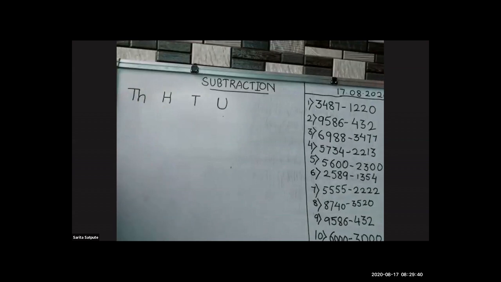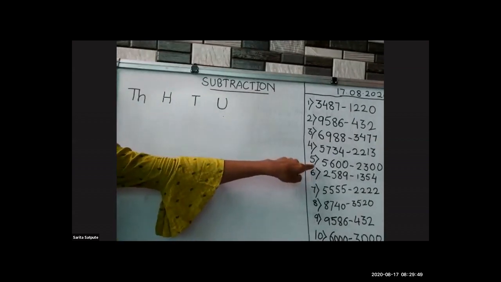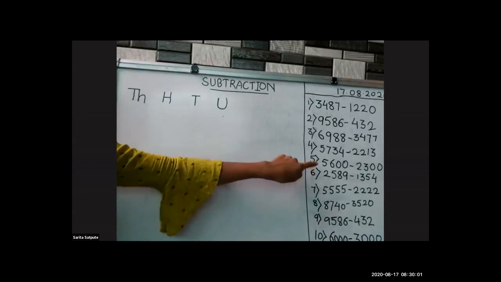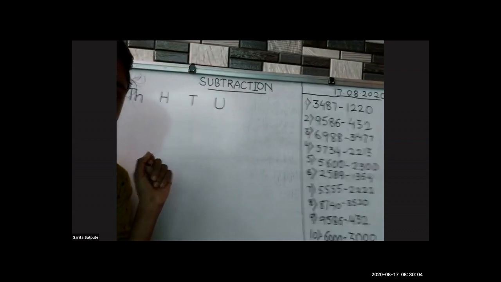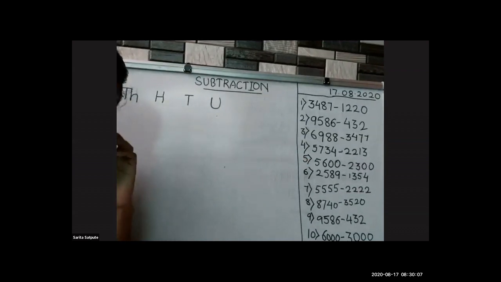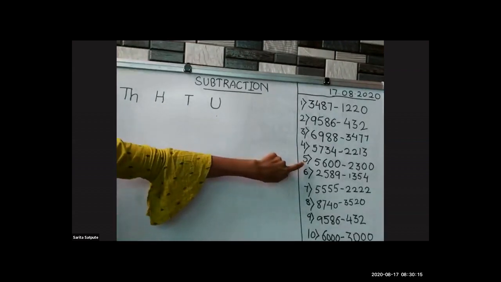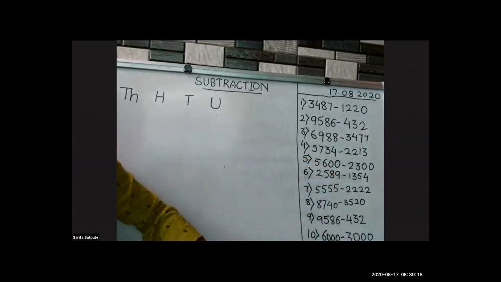Now, let's take the fifth example. One of the students is going to read the numbers given here. Who will read the number? Abhishek is there. Yes, Keshav has raised his hand. So Keshav, read the fifth question. Keshav, can you hear me? You have raised your hand. 5,600 minus 2,300. Very good, very good.